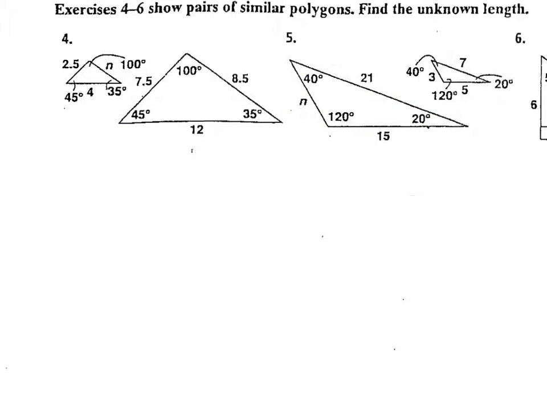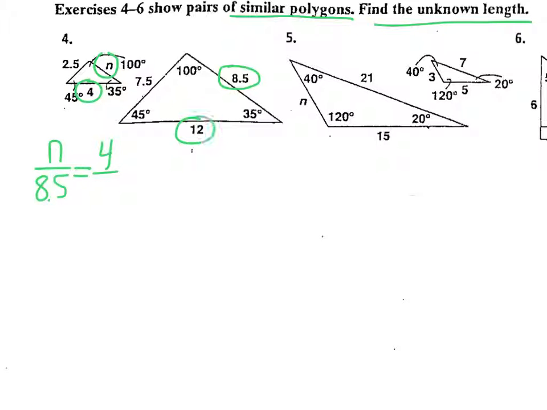Other problems. So in this problem, they're asking us to find the unknown length, and they tell us that these are similar polygons. Okay, so if you take a look at number 4, the unknown length is right here. It's letter N. So what we're going to do is write a ratio, or write a proportion. So N corresponds to 8.5. So it's N over 8.5 equals, and so now we're going to pick another pair of corresponding sides. So I'm going to do 4, and 4 corresponds to 12. So that's our proportion.